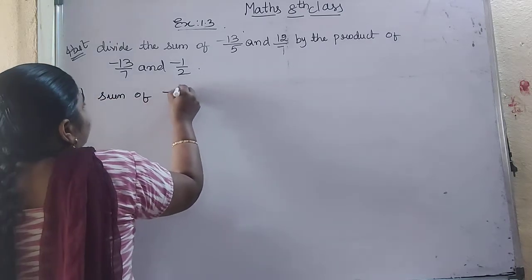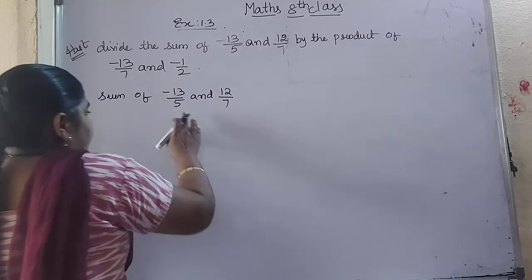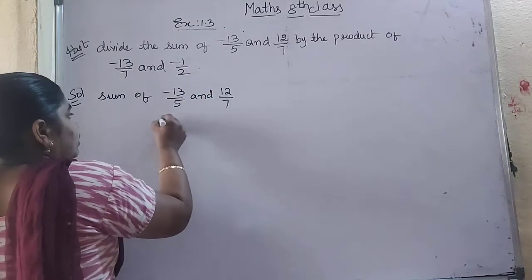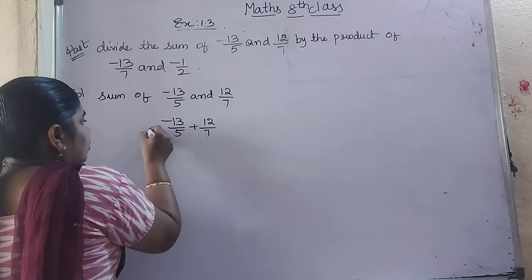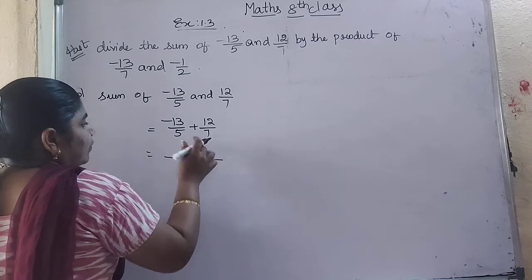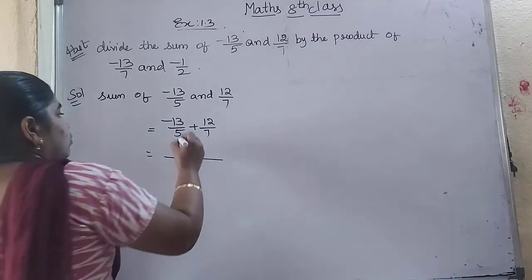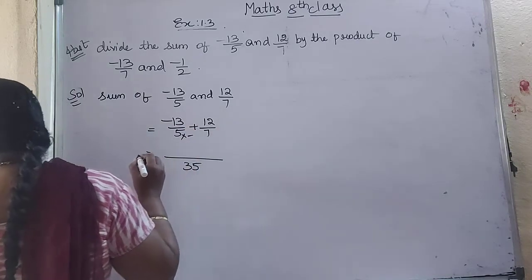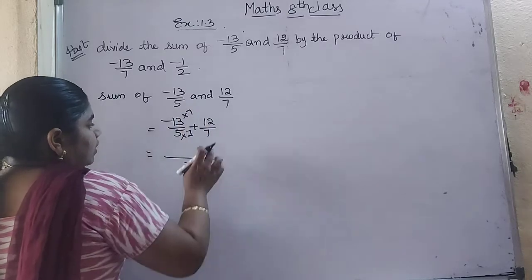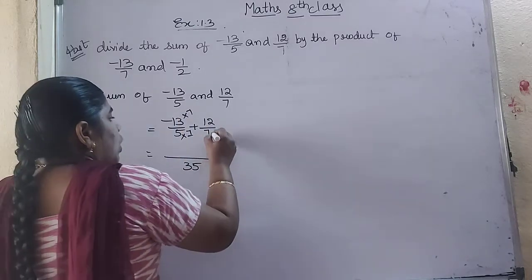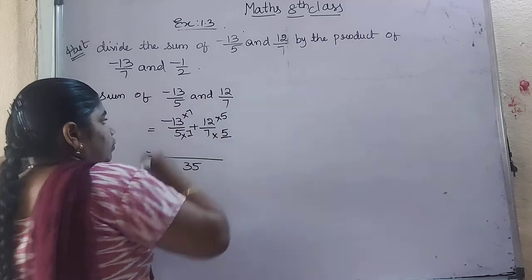Sum of minus 13 by 5 and 12 by 7. So we have to add these two. That will be minus 13 by 5 plus 12 by 7. If you take the LCM, the LCM of 5 and 7 will be 35. 7 5s are 35. For 5, how many times do you multiply to get 35? That is 7 times, so into 7. In the same way for 7, how much do you multiply to get 35? That is 5 times, so into 5.